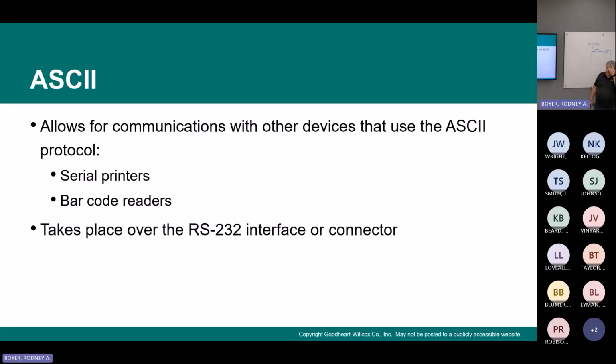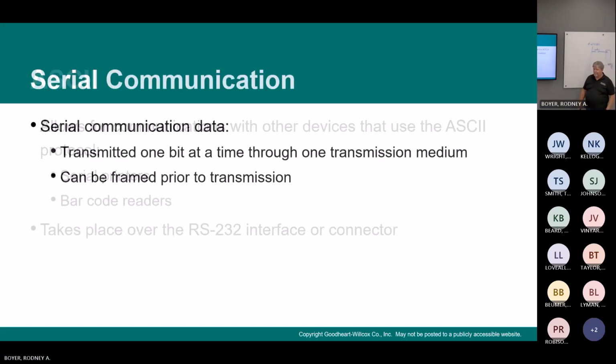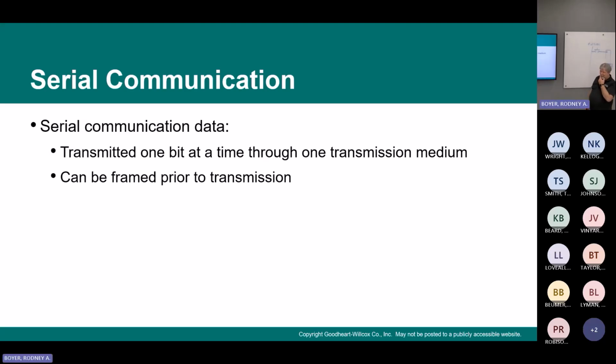ASCII allows for communication with other devices that use ASCII protocol, serial printers, barcode readers, that sort of thing. Serial communication data is transmitted one bit at a time through one transmission medium. It can be framed prior to transmission. Serial communication generally says, hey, this is the start of a frame. Here's the data. Okay, now we're going to stop the frame.